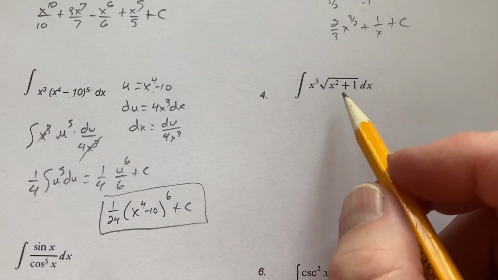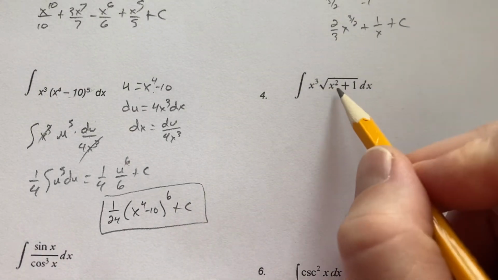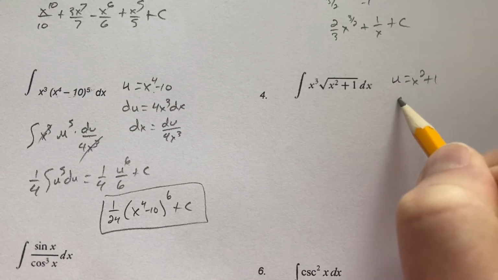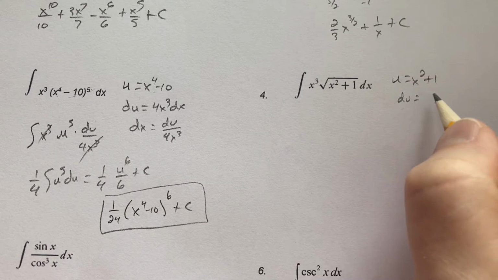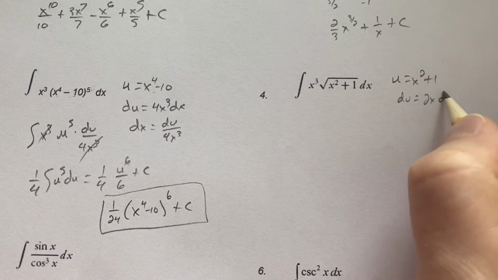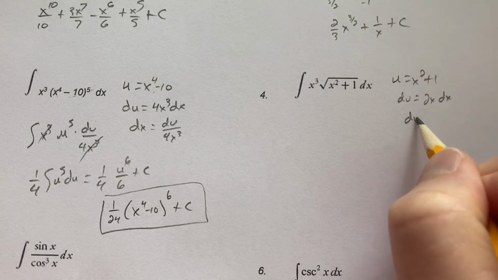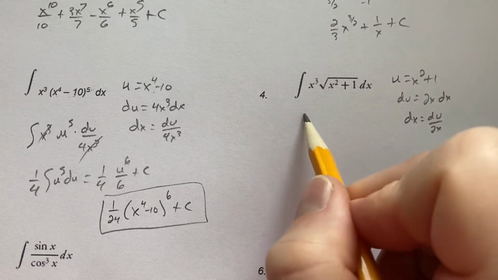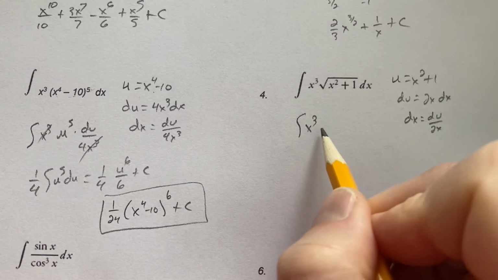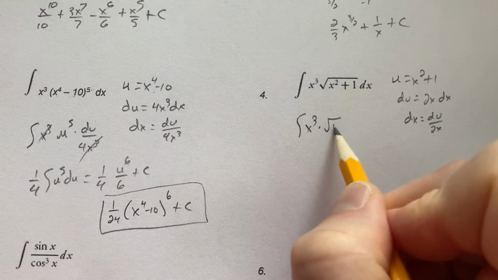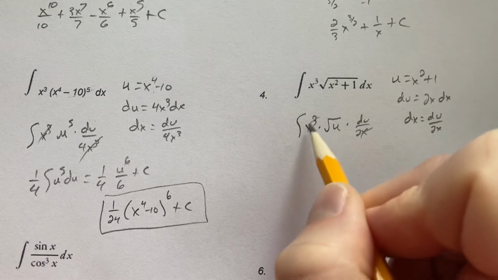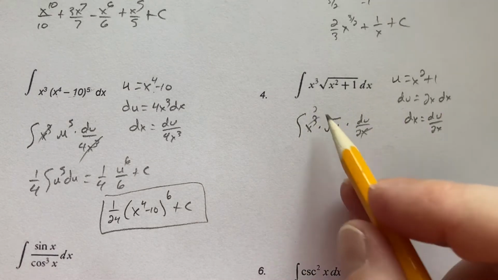So we come here, and we do have a function inside of one. So you start the u-sub process. You go du equals 2x dx. So dx equals du over 2x. All right, you come over here, we've got x to the 3rd times square root of u times du over 2x. This x knocks out one of those, and now I have an x squared.